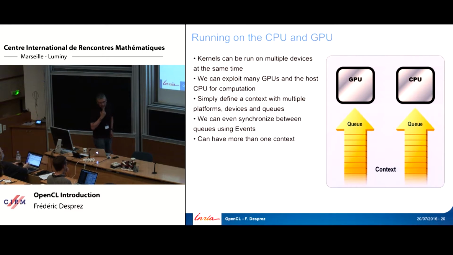If you want to run an application between a CPU and several GPUs, you can have this kind of platform, and you will have to define different queues between these different devices. So you can have a single context and different queues addressing each device. These queues will be asynchronous between themselves, and you can have events to synchronize commands between them.